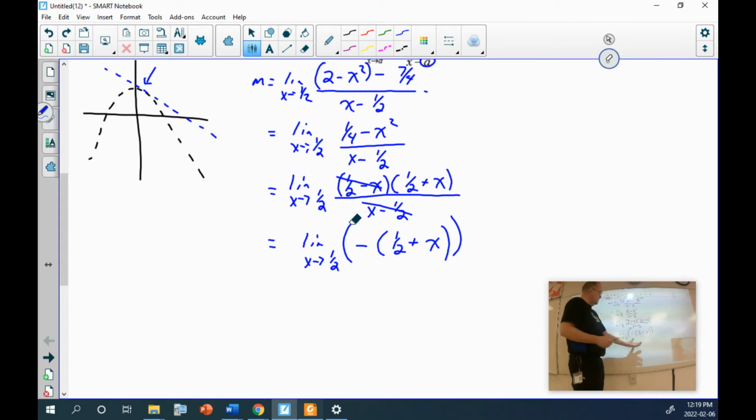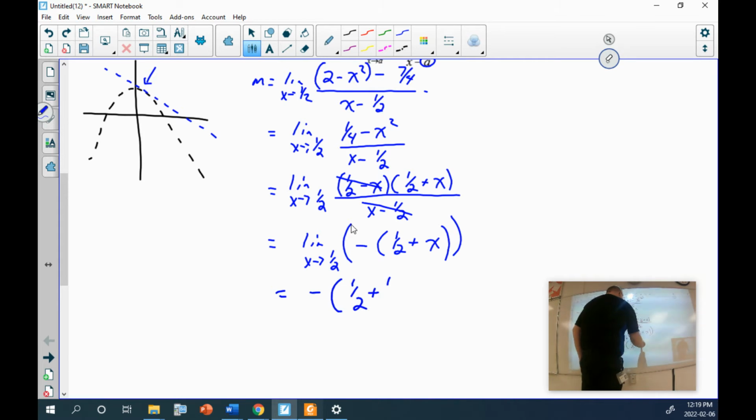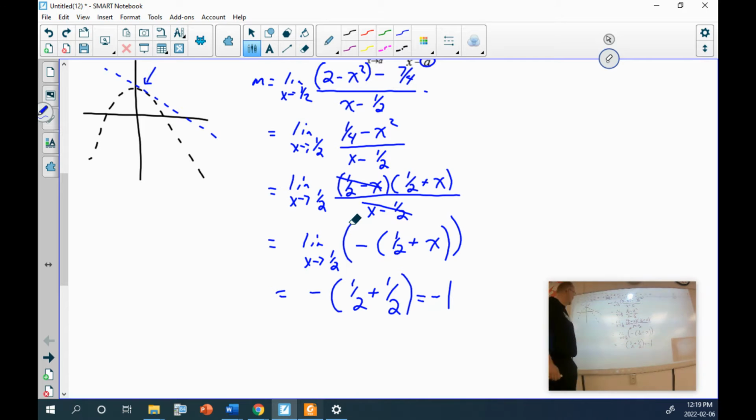Now, hey, I can evaluate. I can plug in 1/2. So this is equal to negative 1/2 plus 1/2, which is negative 1. Which makes sense in terms of our function, our little sketch that we did. We should have a negative slope. That is all we have to do.